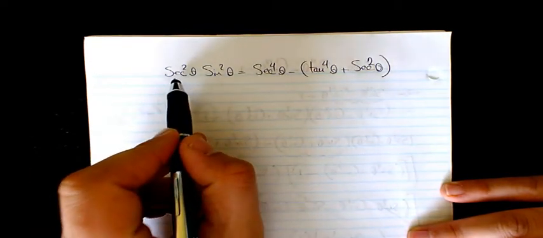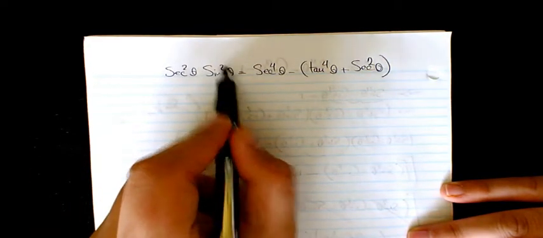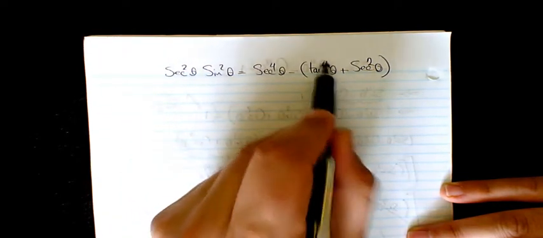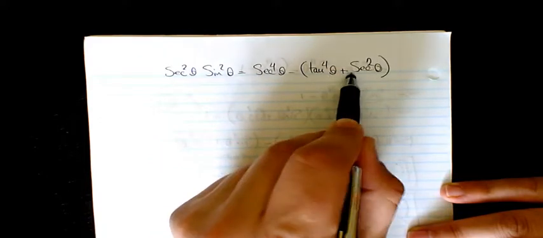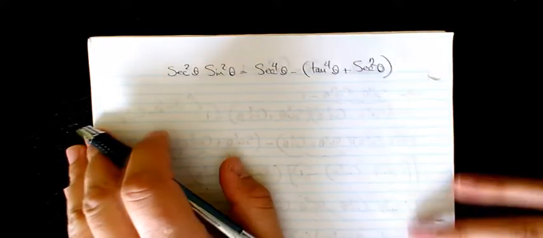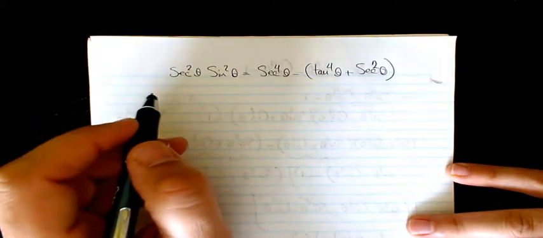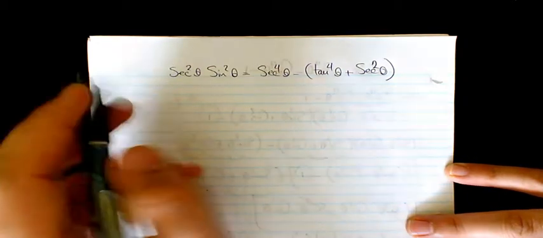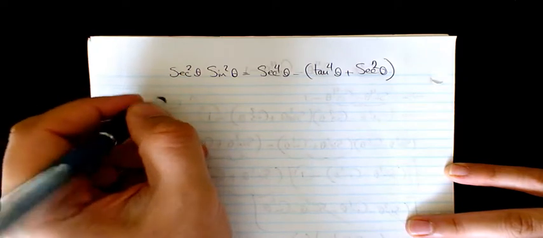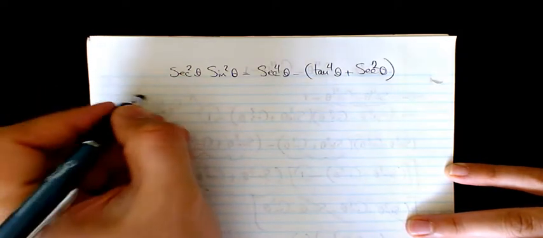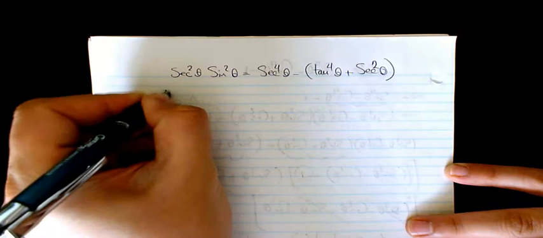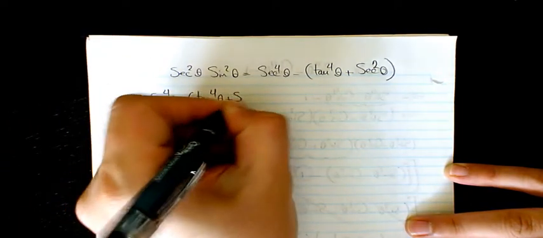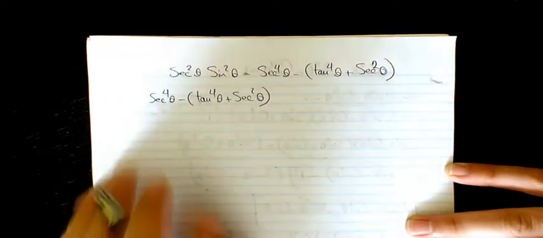In this example I have secant squared theta times sine squared theta equals secant to the power of 4 theta minus tan to the power of 4 theta plus secant to the power of 2 theta. Okay, so I definitely need to start from the right hand side of the equation. So I will have secant to the power of 4 theta minus tan to the power of 4 theta plus secant squared theta.